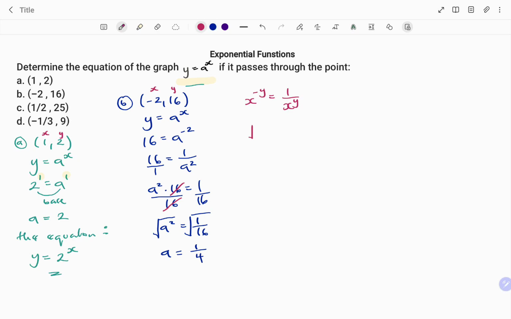Note that if I find the square root of a fraction, the laws of radicals state that that's also equal to root of a over root of b. So the square root of 1 is 1. The square root of 16 is 4. Therefore, the equation of the graph would be y equals a, that's 1 over 4, I'm going to put that in a bracket, to the power of x.